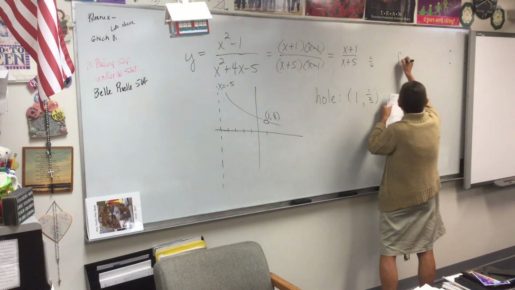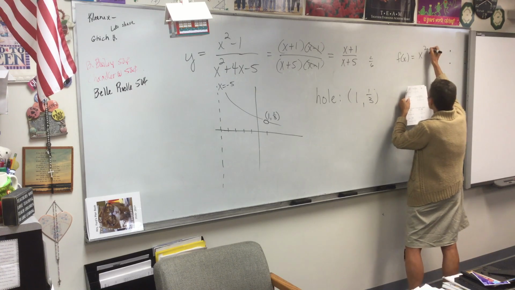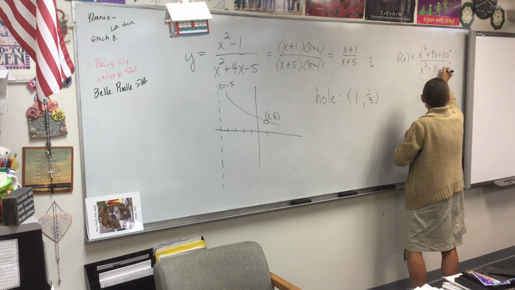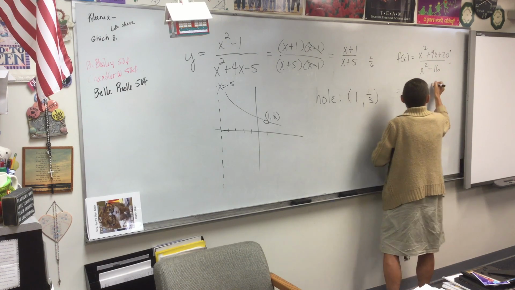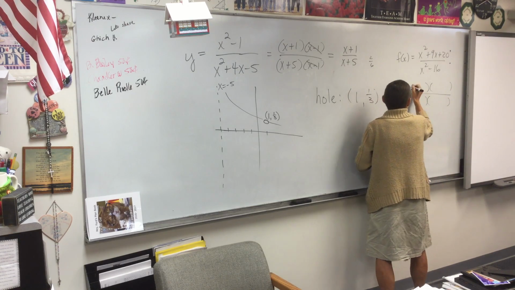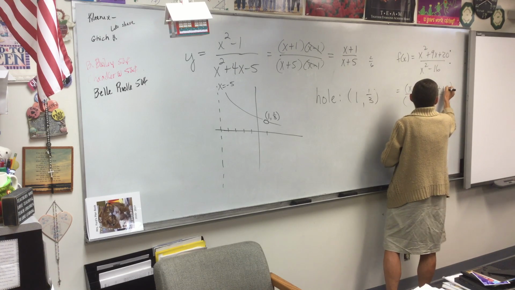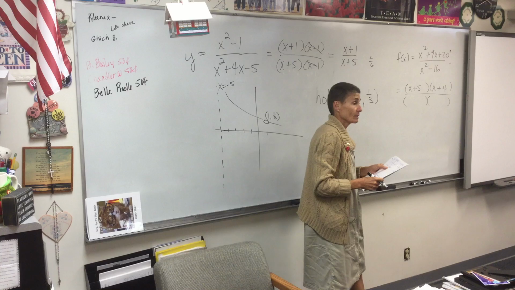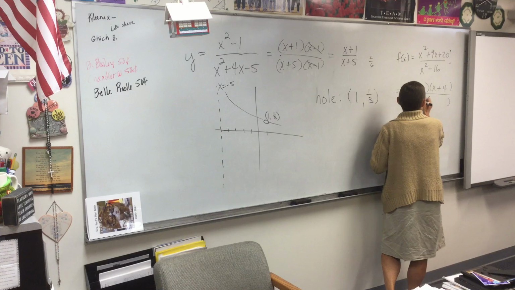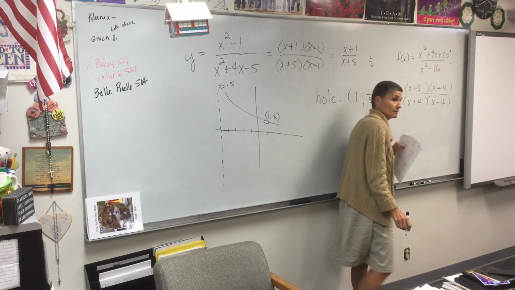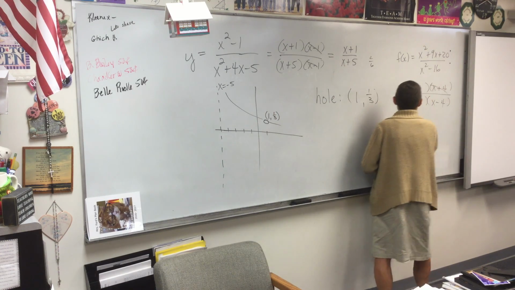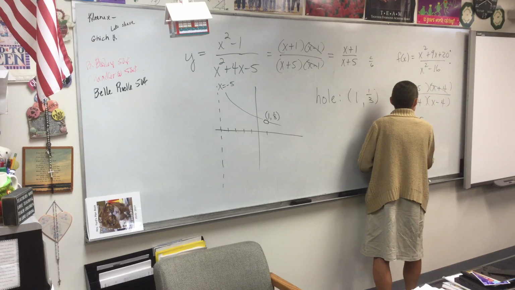Let's look at F. How are we going to start F? We're going to start by factoring it. Okay. Can somebody factor the numerator for me? (x + 5)(x + 4). Can somebody factor the denominator for me? (x + 4)(x - 4). What happens? We got another hole. We cancel these out, and we have (x + 5) over (x - 4).